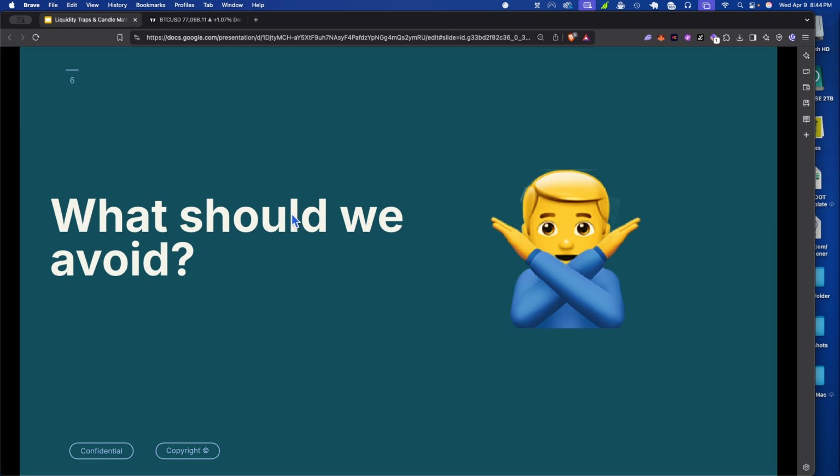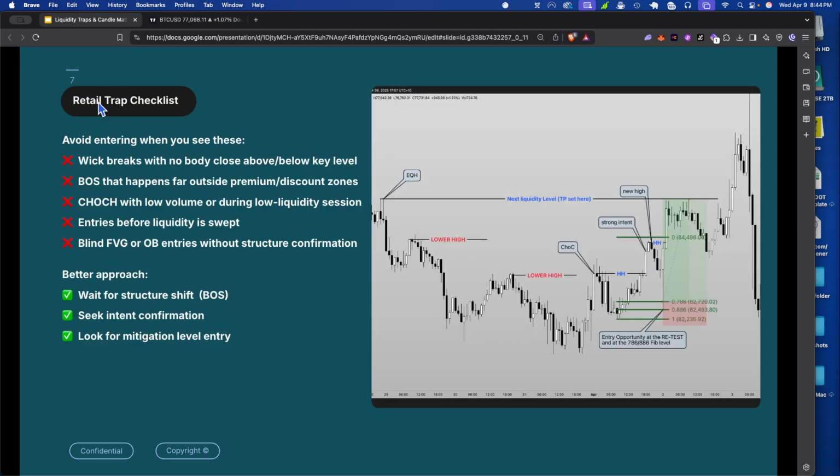So what should we avoid? We should avoid the typical retail trap checklist. I've got a checklist here for you. They're pretty straightforward, but you'll be surprised by the number of people who are new to trading, who have just been watching YouTube channels and TikTok lives and whatnot. This is the stuff that gets pushed when you're starting to trade. Like, oh yeah, you trade this way and you're going to keep winning until you're not.